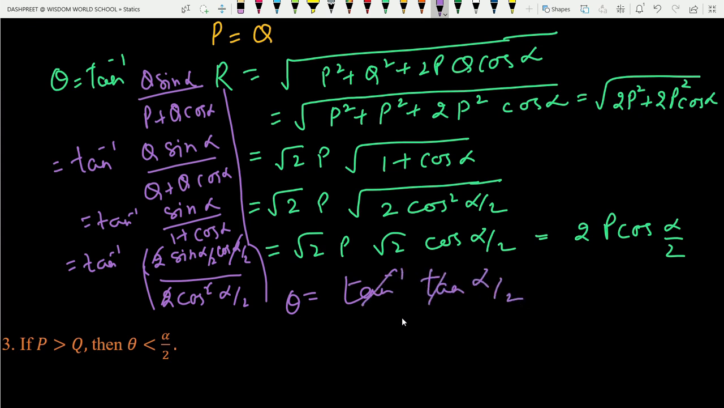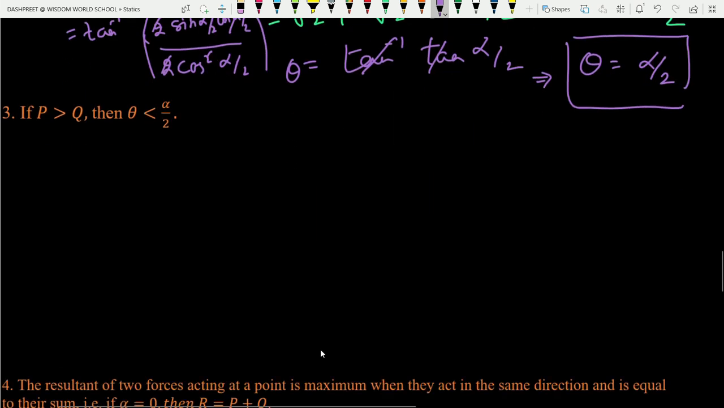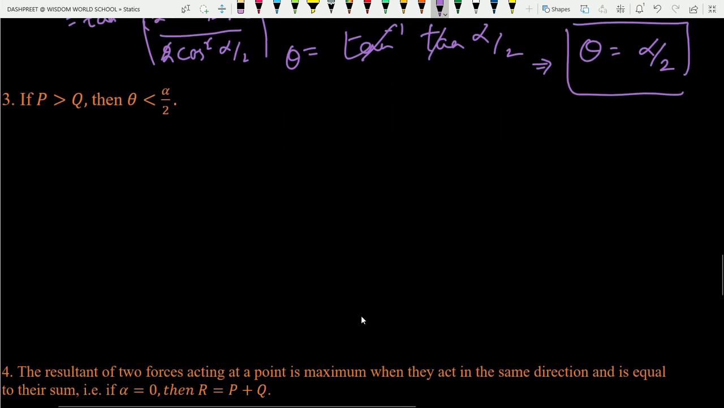Cancelling this with this, we get theta is equal to alpha by 2. So in this case, if P equals Q, then the resultant is given by 2P cos alpha by 2, and the direction will be alpha by 2. Now the next case is if P is greater than Q, then we have to show that the direction theta is less than half of the angle to which the two forces are inclined.